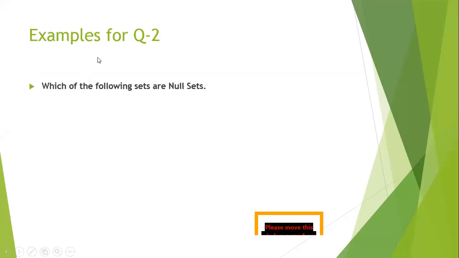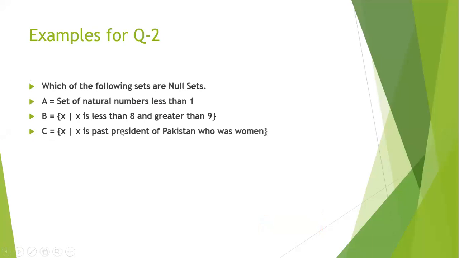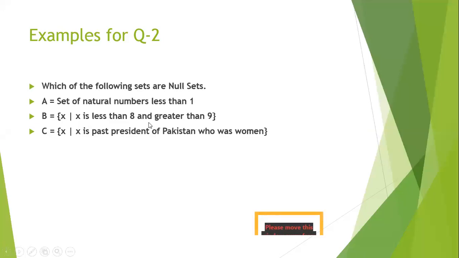So the example for question number 2 is: which of the following sets are null sets? A is the set of natural numbers less than 1. B is equal to x such that x is less than 8 and greater than 9. C is x such that x is a past president of Pakistan who was a woman. Now which one is the null set? The first is the set of natural numbers less than 1. Is there any natural number less than 1? No. So this is the null set.